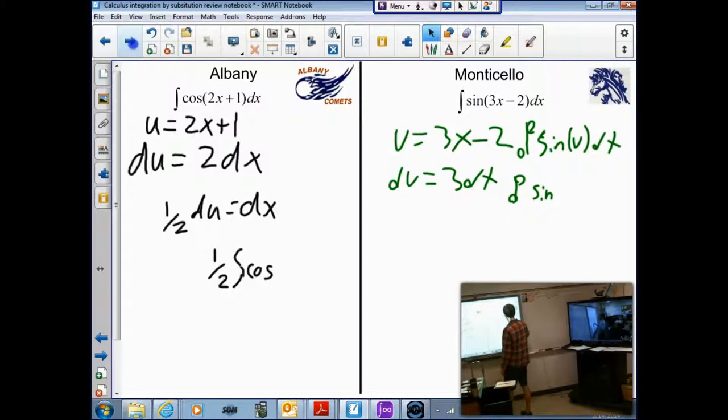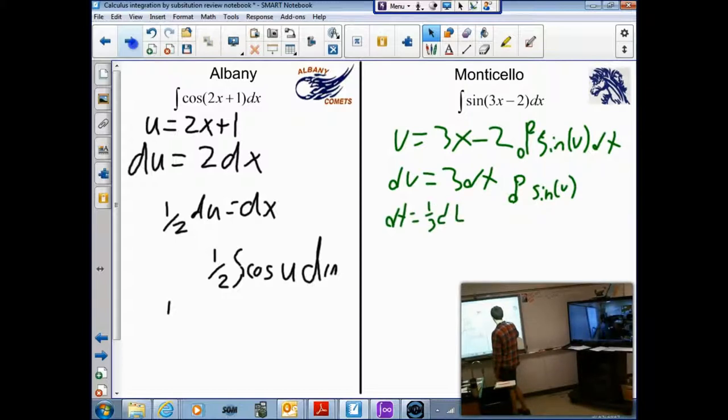Sine. Do I have to do dx is equal to 1/3 du, right? No. For this replacement, you don't have to do equals 1/3 du. So now you have 1/3 du. Yes. And then now it's time to change everything.